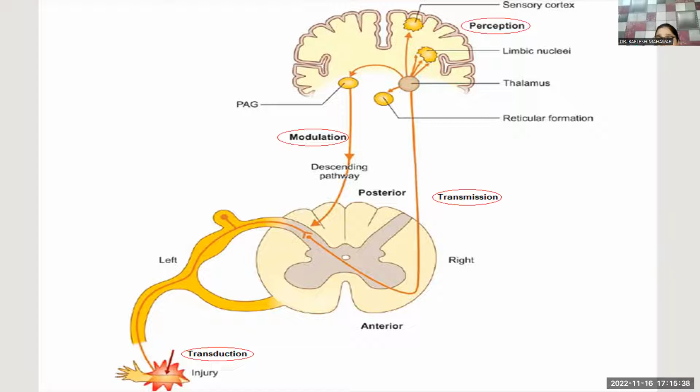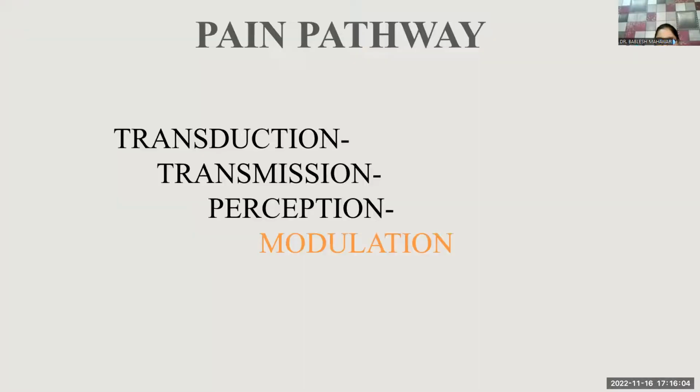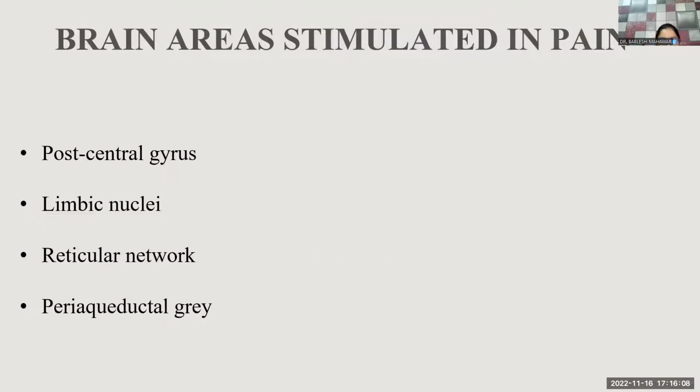But it is not necessary that the action potential from the thalamus goes only to the sensory cortex. Sometimes it can also spread to the limbic nuclei, to the reticular formation, and to the periaqueductal gray matter on the opposite side. Now, what do these structures do? Next slide, please.